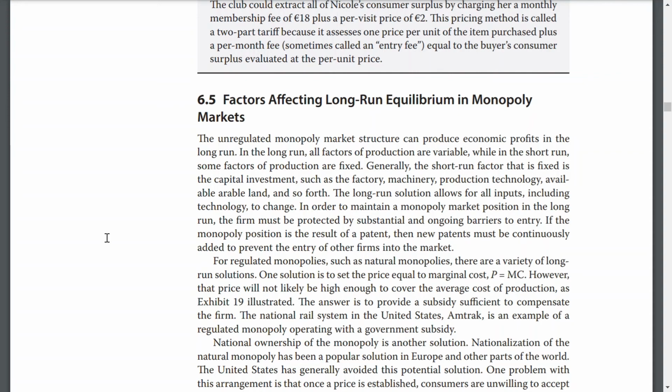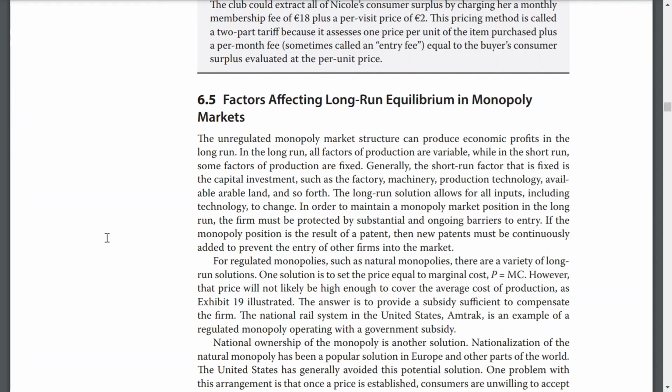In order to maintain a monopoly power position in the long run, the firm must be protected by substantial or ongoing barriers to entry in the monopoly position, as the result of patents. Then new patents must be continuously added to prevent entry of other firms into the market.